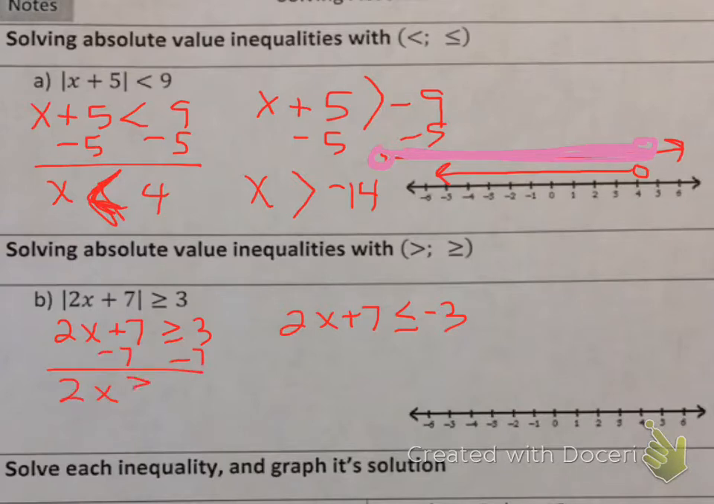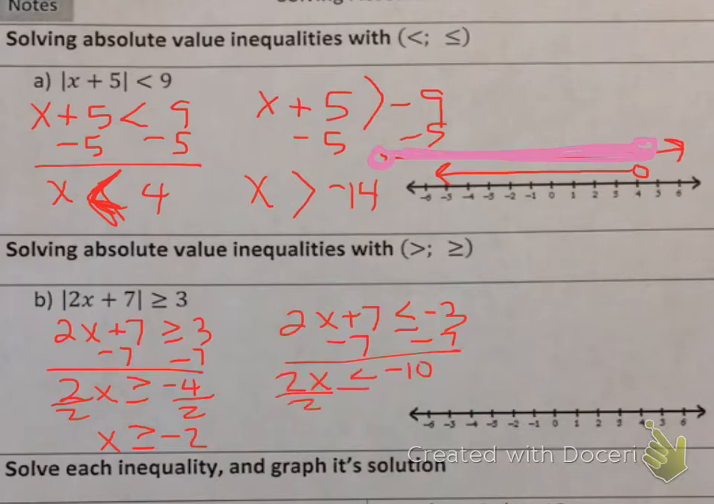And we get 2x is greater than or equal to -4. Divide by 2. So x is greater than or equal to -2. We're going to solve the same way over here. Subtract the 7. So we get 2x is less than or equal to -10. Divide by 2. And x is less than or equal to -5.